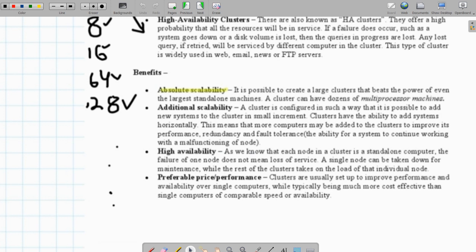Clusters have the ability to add systems horizontally. This means that more computers may be added to the clusters to improve its performance, redundancy, and fault tolerance. The ability for a system to continue working with a malfunctioning node. Give it some thought.